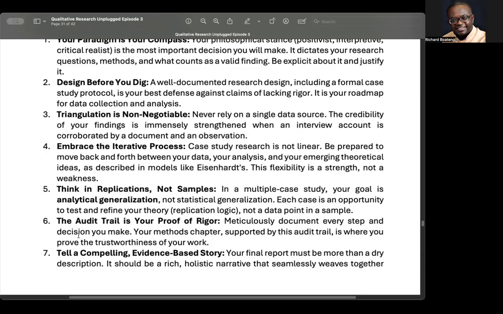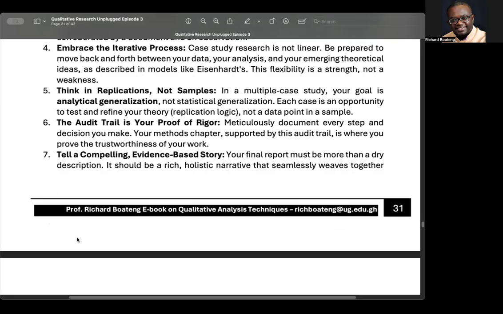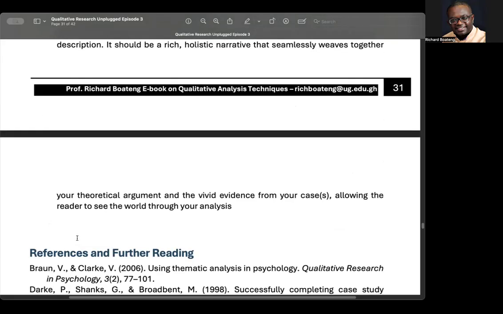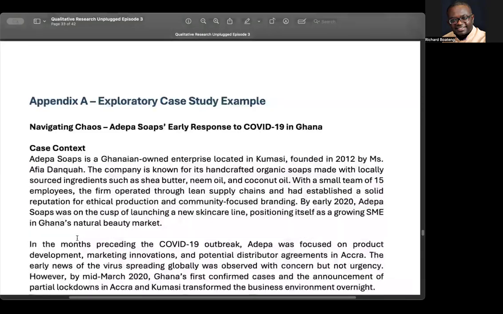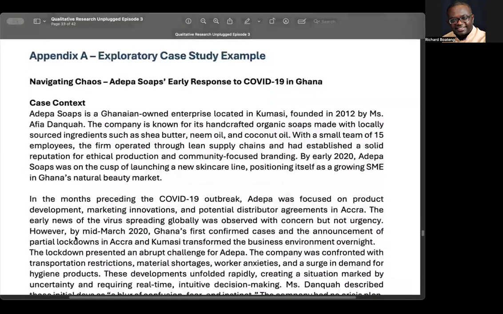And finally, seventh, tell a compelling evidence-based story. Your final report, your thesis, needs to be more than just a dry recitation of findings. It should be a rich, holistic narrative that seamlessly weaves together your theoretical argument with vivid, concrete evidence from your cases. Let the reader see the analysis through the story you tell.